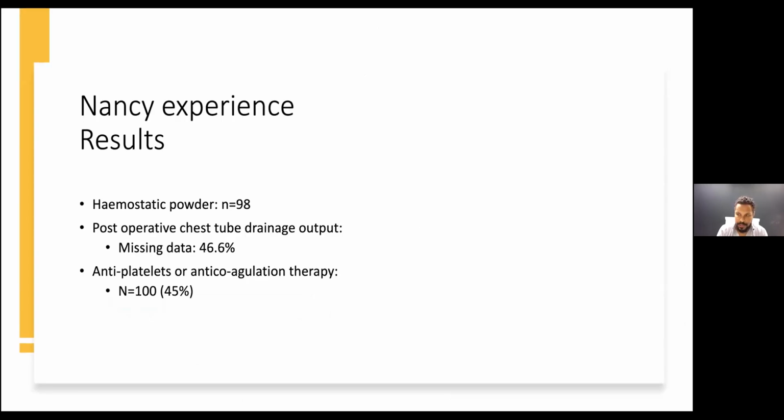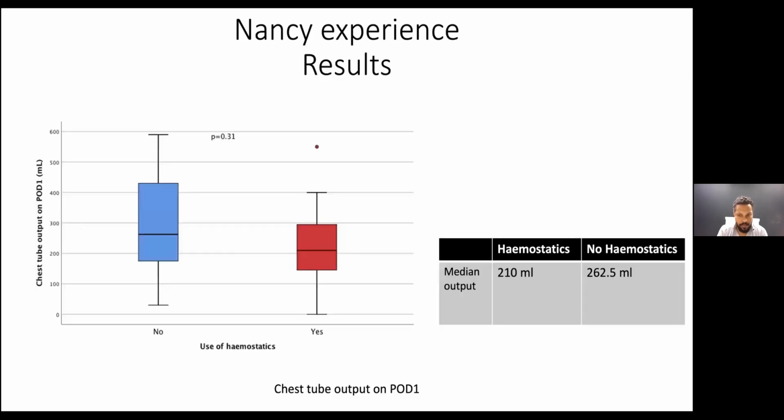Concerning the hemostatic powder, all the patients in the sealant group had hemostatic powder too. On this data, we have a lot of missing data for the hemostatic powder, since around 50% of the data of the chest tube output are missing. So we can't make any strict conclusion, and around 50% of the patients had antiplatelets or anticoagulation therapy in our cohort. There is no significant difference in the chest tube output on post-op day 1.